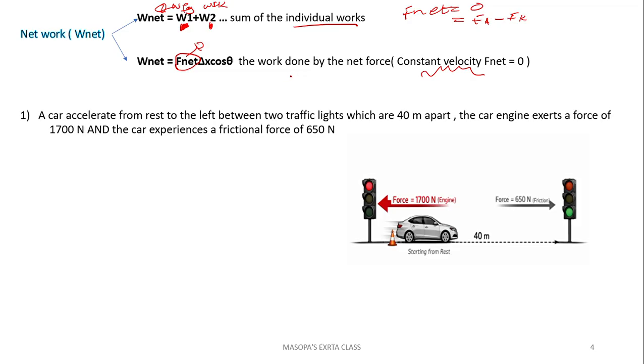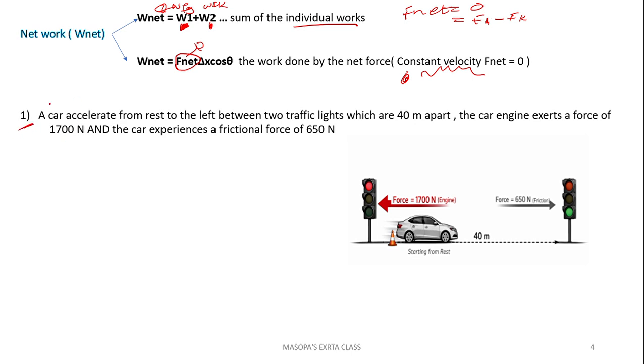Only if you are dealing with what? A constant velocity. They basically tell you that you are dealing with constant velocity, or sometimes they will just say something is rolling on its own. Then that means constant velocity is there. Right. So let's quickly look at this example.